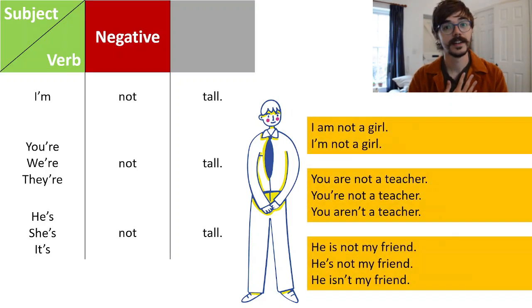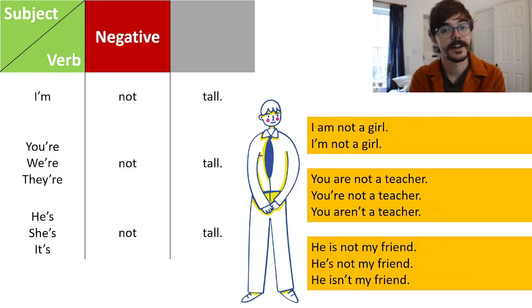Okay, so let's have some more examples of to be in a negative sentence. I am not a girl. I'm not a girl. You are not a teacher. You're not a teacher. Or we can say, you aren't a teacher. We can combine you are to you're, or we can combine are and not to aren't. And the meaning is exactly the same. Let me know if you are a teacher. Maybe you are a teacher.